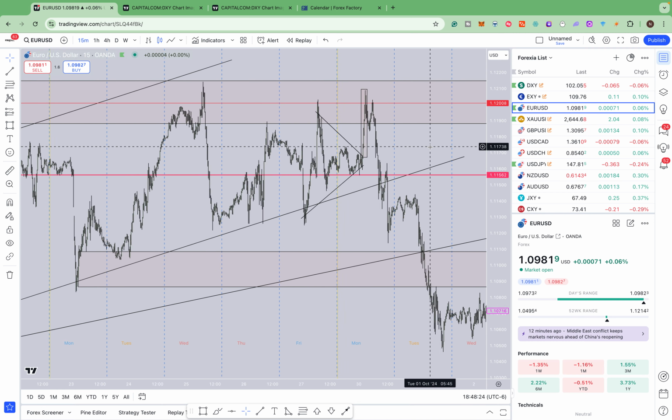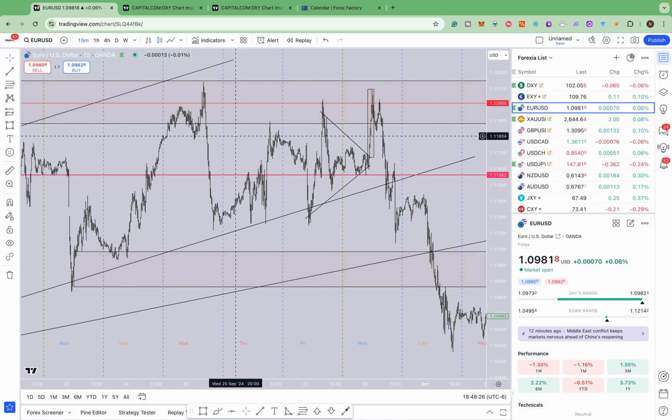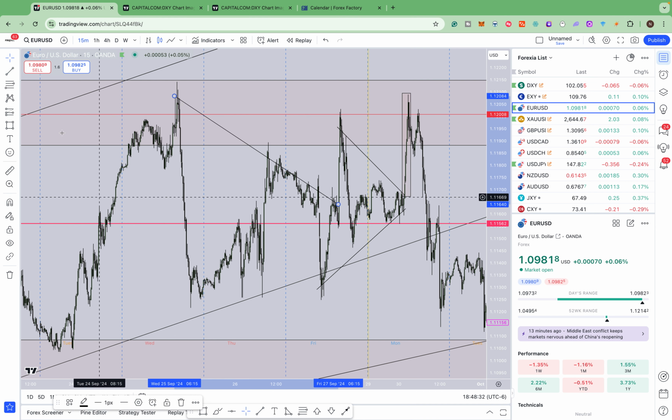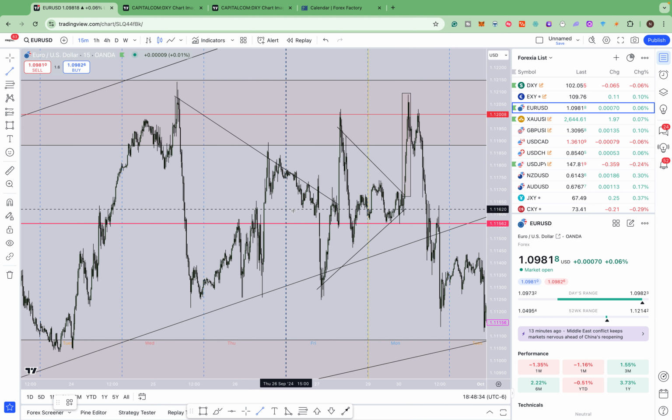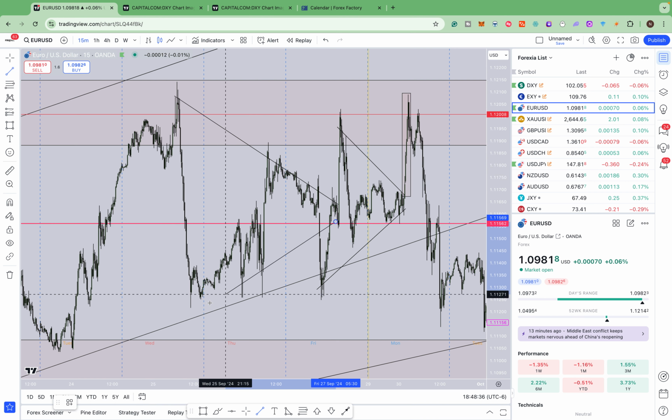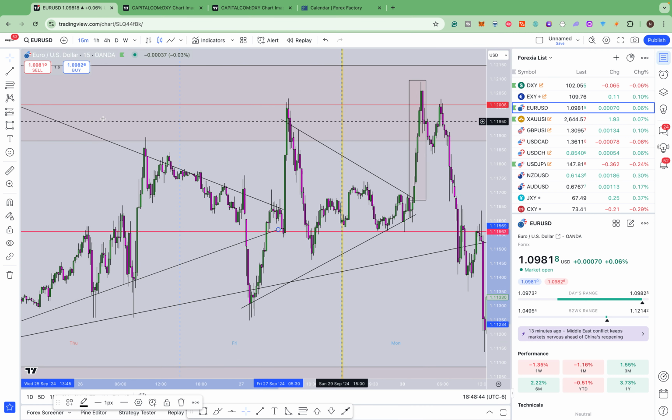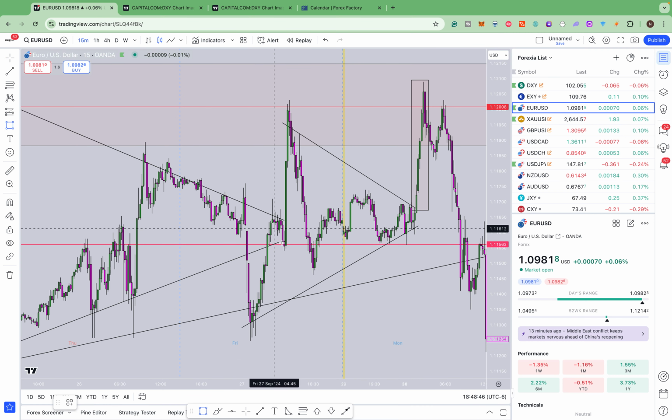Now, if we were to zoom out once again, we can see another wedge pattern forming, breaking out to the high, getting retail traders to buy in, the masses to buy in.